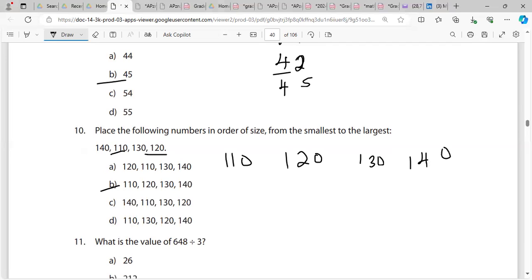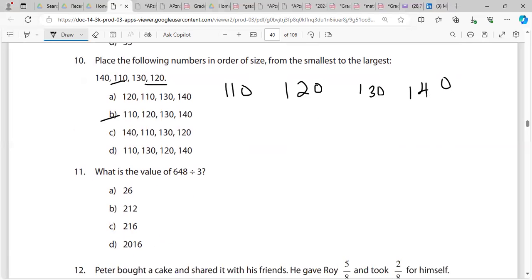Number 11 says, what is the value of 648 divided by 3? So let us do some division, guys.